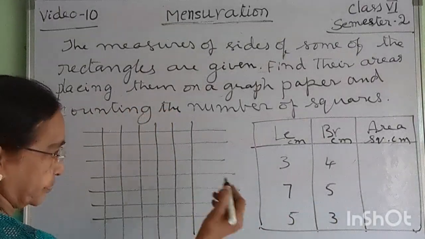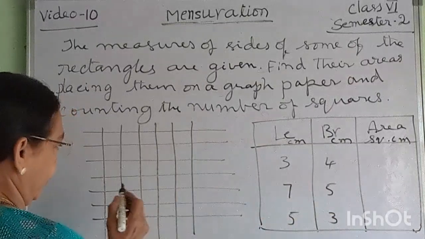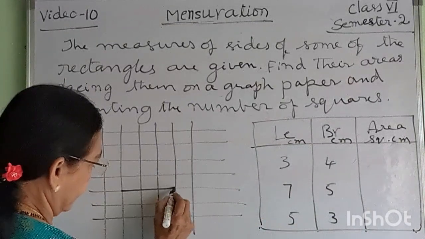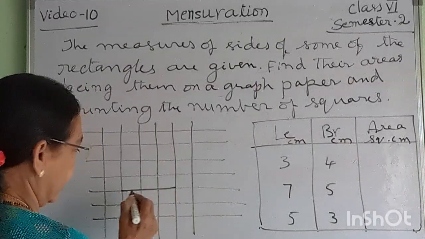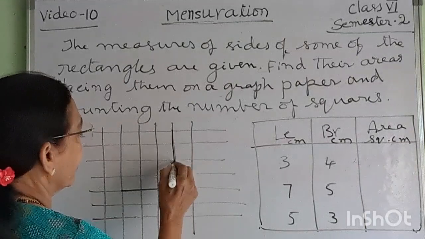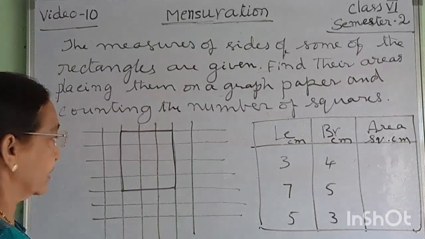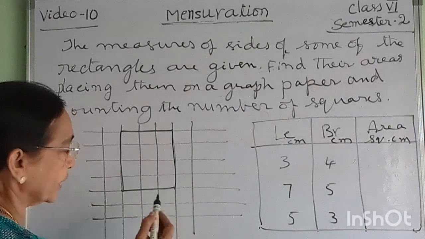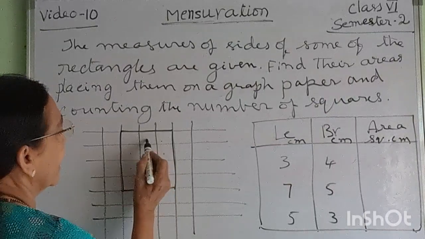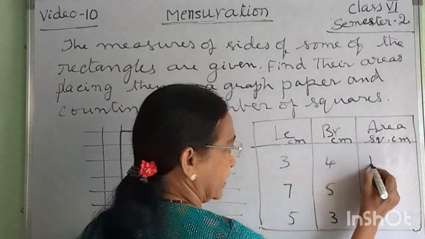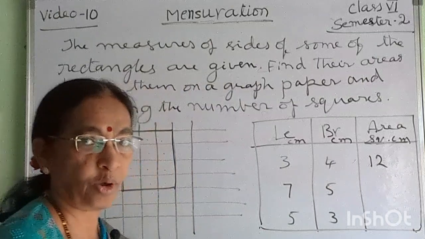Maybe 3 is the length and 4 is the breadth, or 3 and 4, whatever it may be. Generally, the longer one will be taken as the length. Okay, here L is 3 and breadth is 4. Therefore, this is the rectangle. Then place it on the grid paper. Counting the number of squares: 1, 2, 3, 4, 5, 6, 7, 8, 9, 10, 11, 12. So its area is 12 square centimeters. Square centimeters is written at the top.